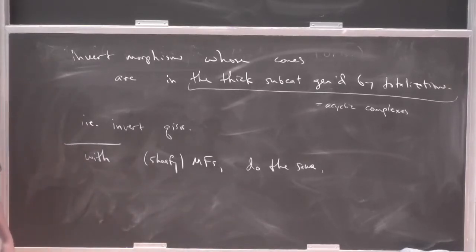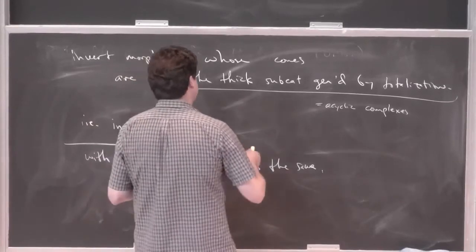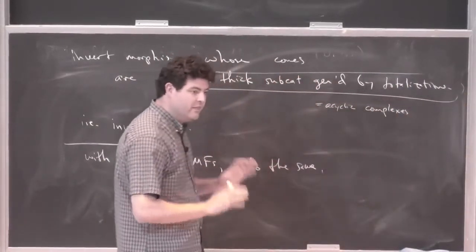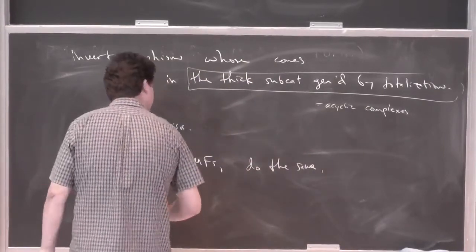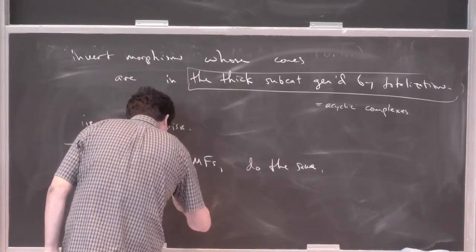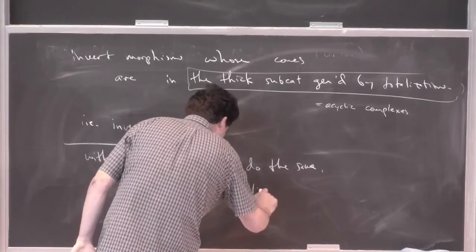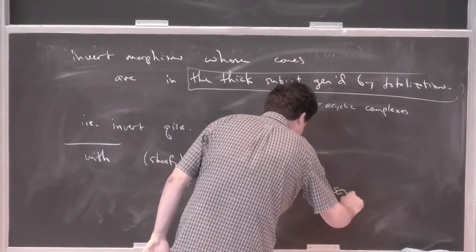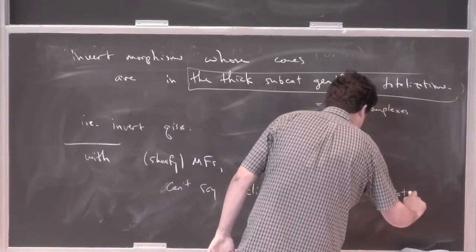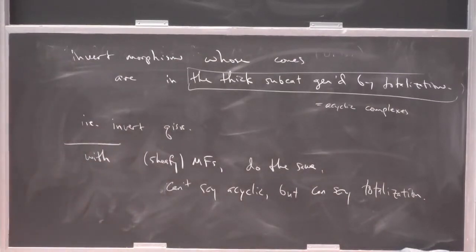So now, yeah, please. Right, exactly. So acyclic doesn't mean anything here, but being in the thick subcategory generated by totalizations, that is meaningful. So we can't say acyclic, but we can say totalization. Whenever you have a short exact sequence of curved DG sheaves, of sheafy matrix factorizations, you can make its totalization, and the right definition is to say we're going to kill all those, make all those equal to zero. We're going to make any morphism whose cone is isomorphic to a sum of one of those into an isomorphism.